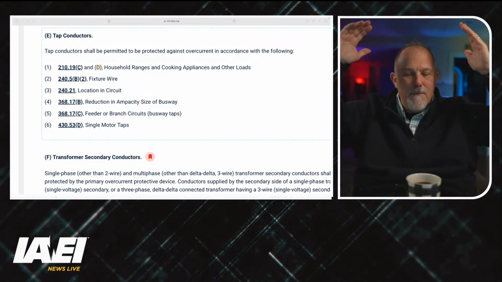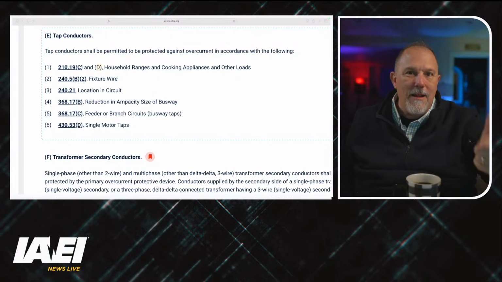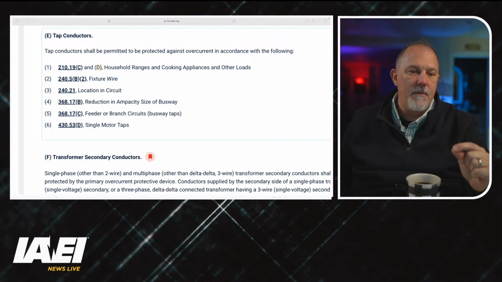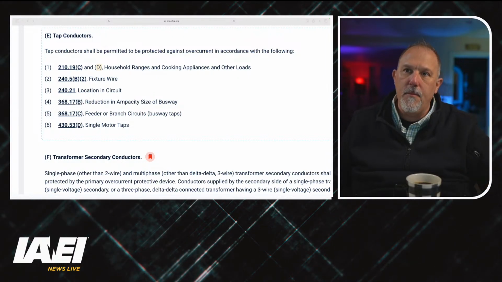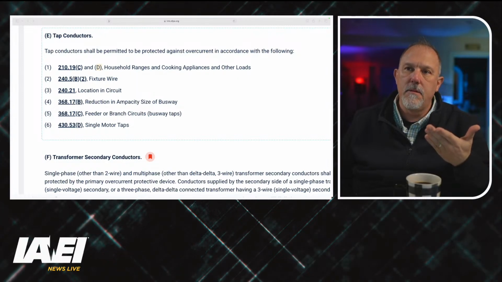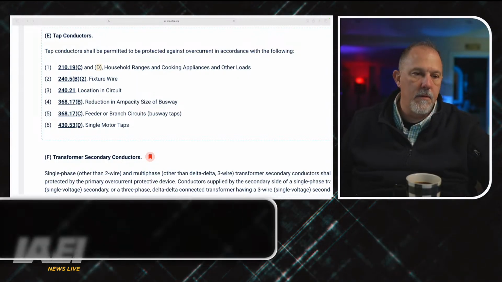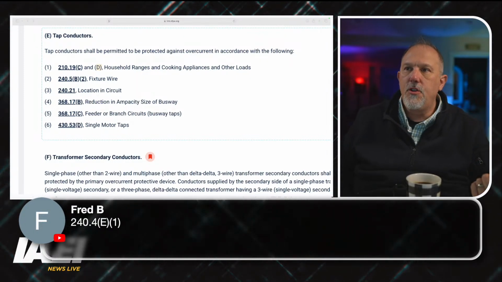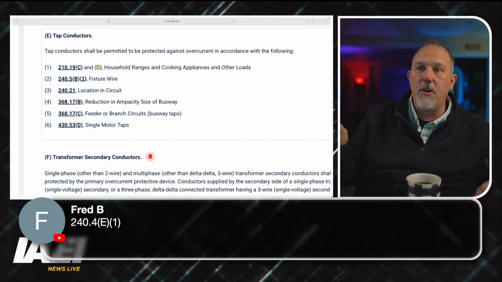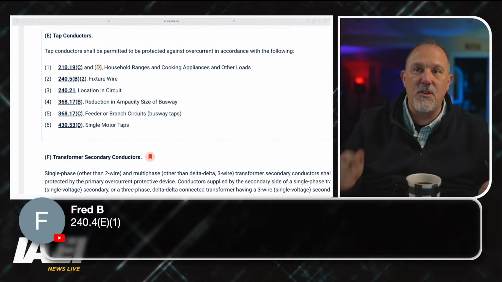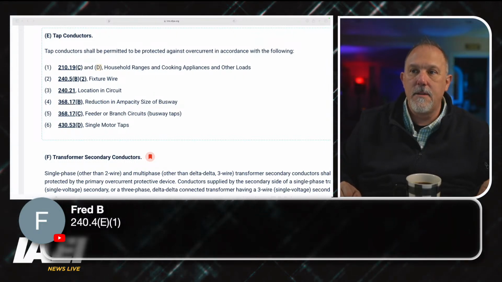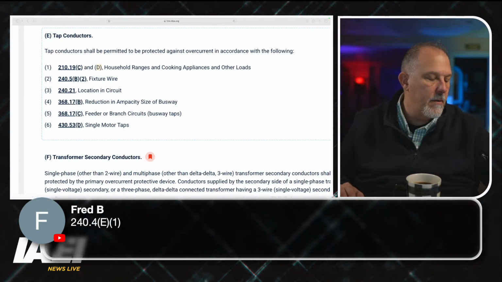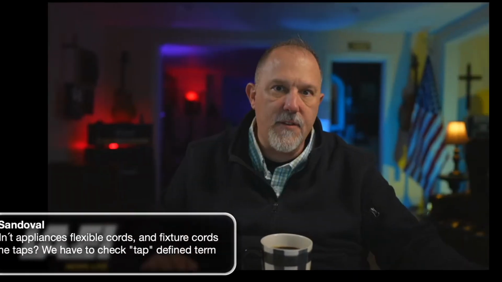There you go. Oh man, Freddie B, with the UL listed toaster, who just went to his kitchen to find it. There it is, right there. Look at that. He pointed it out. 240.21(E)(1). You have your household ranges and cooking appliances and other loads, but also, look, fixture wires, 240.5(B)(2). So we got it covered. We definitely have got it covered.